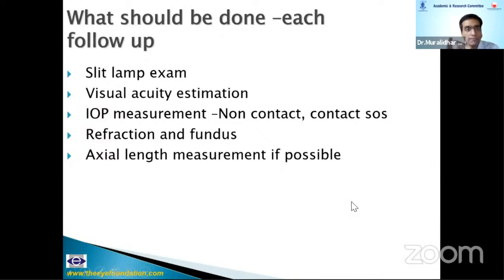A progressive myopic shift in the refraction, a progressively increasing cupping, or a progressively increasing axial length could be a sign that the child may be developing glaucoma. And of course, retinal detachment is another complication which should never be missed. It's a rare complication. Nevertheless, we should check the fundus. And in addition, we need to look at the slit lamp.